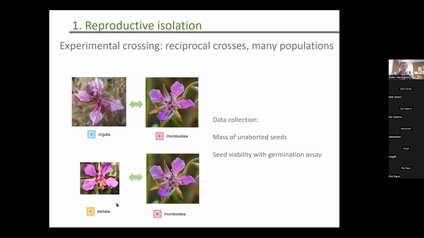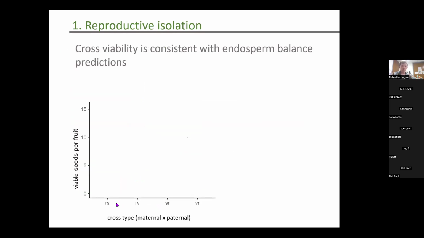So what do we see, or what do I do to actually test all this? So I did some experimental crossing where I did reciprocal crosses with many populations of the diploids and the polyploid. And I got the mass of the unaborted seeds and the seed viability with a germination assay. So if we look at the results in terms of viable seeds per fruit, that's what we have on the y-axis here. And on the x-axis, we have our crosses.